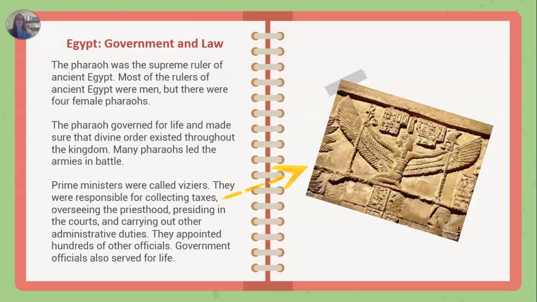They were responsible for collecting taxes, overseeing the priesthood, presiding in the courts, and carrying out other administrative duties. They appointed hundreds of other officials. Government officials also served for life.